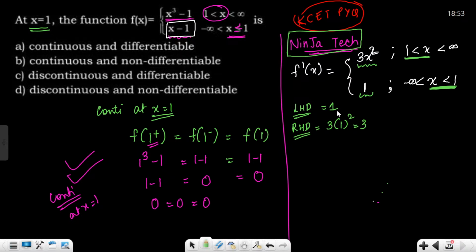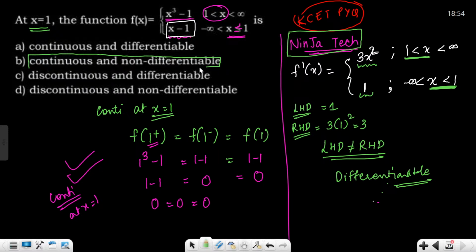So yes, RHD and LHD both are not equal. So which option is correct? Tell me. The function is continuous, but it is not differentiable this time. Yes, Abhishek. So continuous and non-differentiable, that means option B is absolutely correct. So the KCET question is done nicely. Yes, Kush Mohit. Yes, now you know it. Now you understand it.